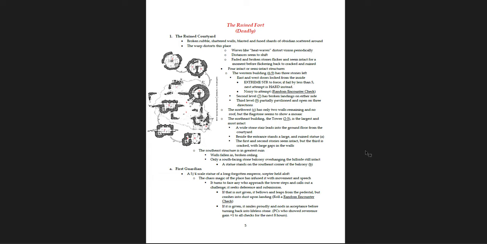And then I had some interesting statues and interactions around here. If you try to enter the tower, there's a statue, the first guardian, right outside. I'll read through it. The chaos magic of the place has infused this statue with movement and speech. It turns to face any who approach the tower steps and calls out a challenge. It seeks deference and submission. If that is not given, it bellows and leaps from the pedestal but crashes into dust upon landing, and then you roll a random encounter check. So it causes a random encounter. If it is given, it smiles proudly and nods in acceptance before turning back into stone.